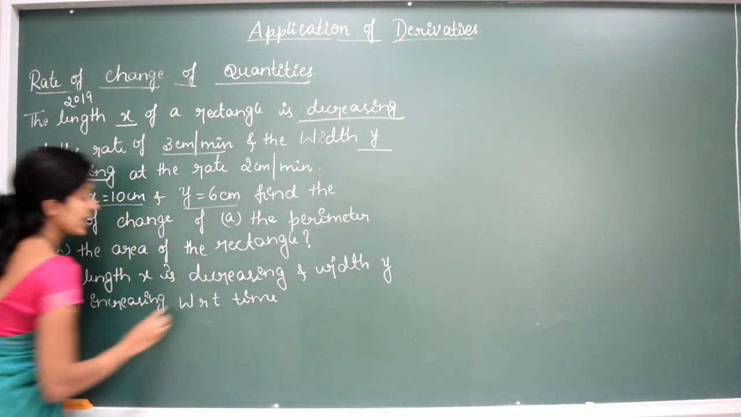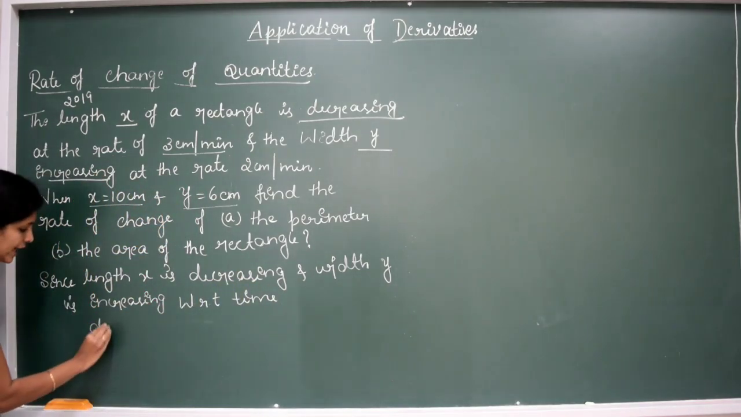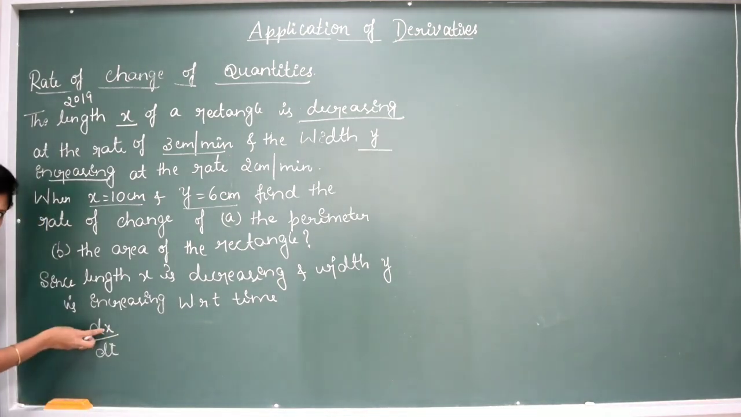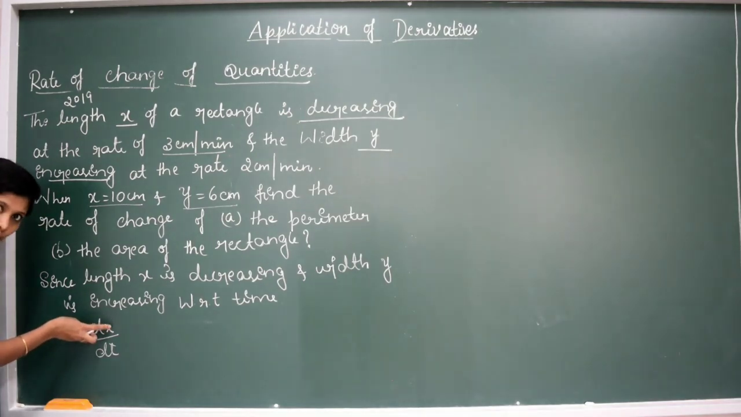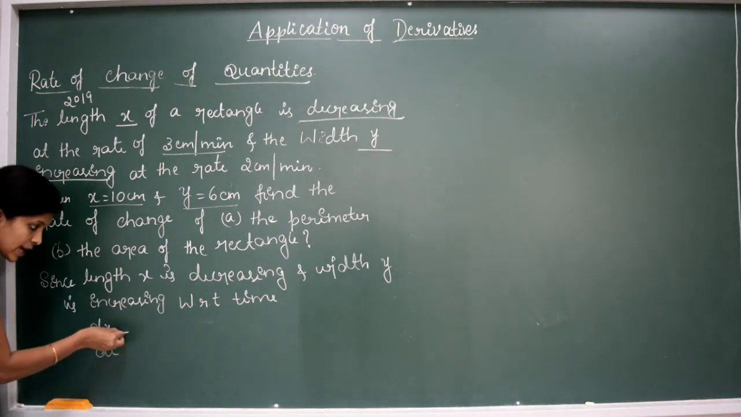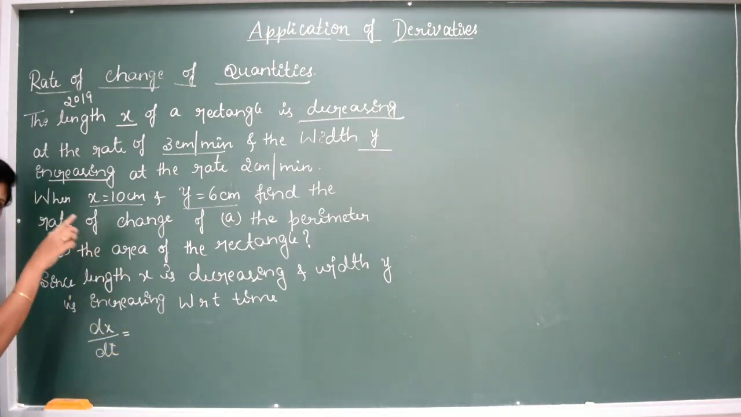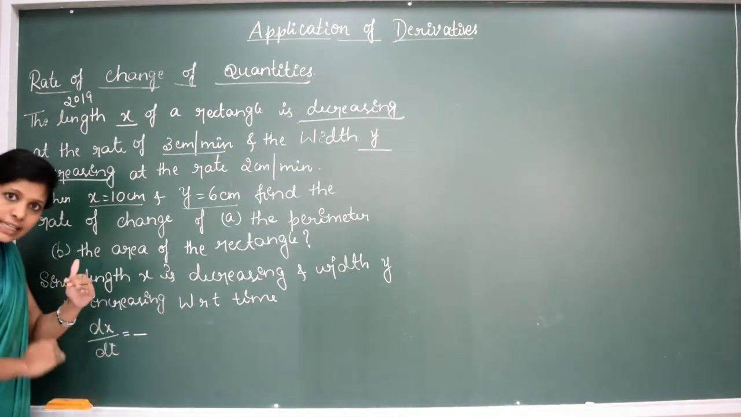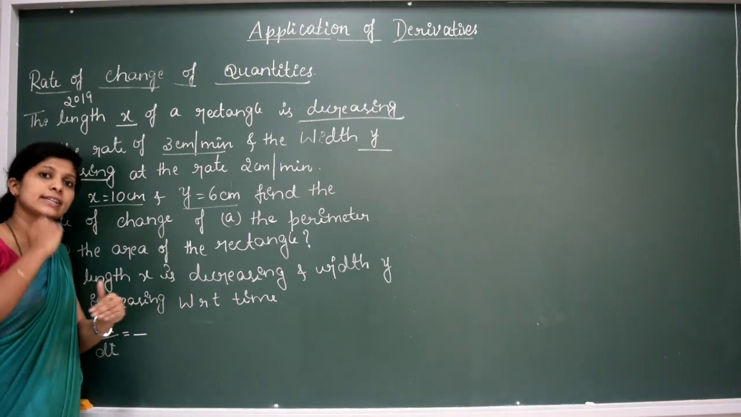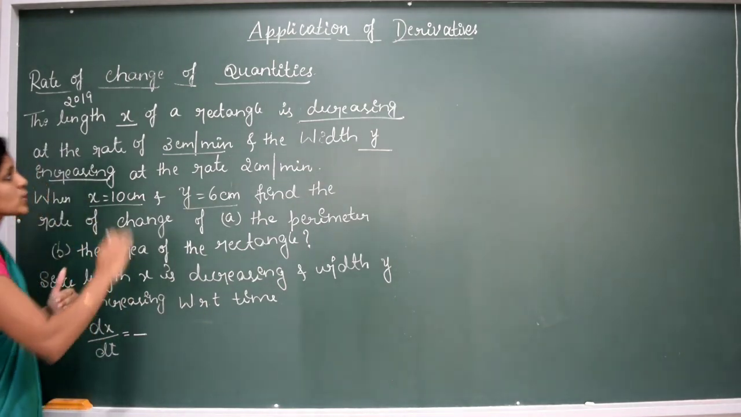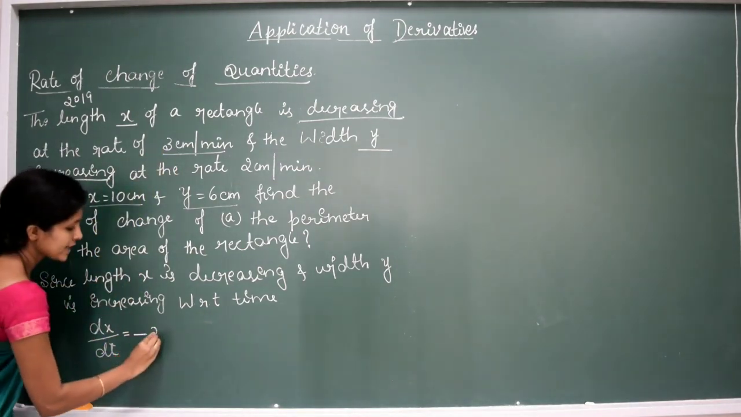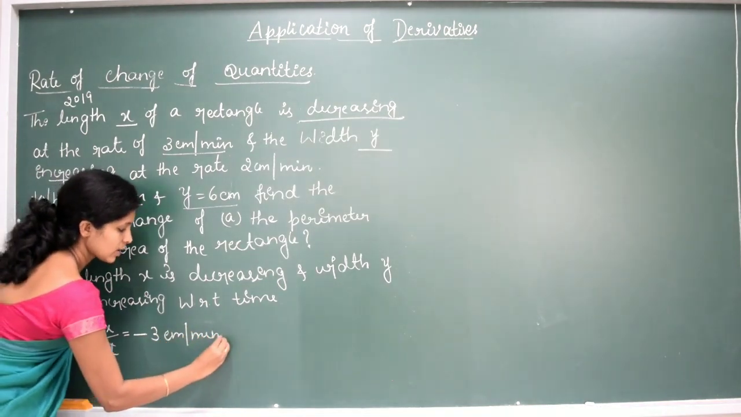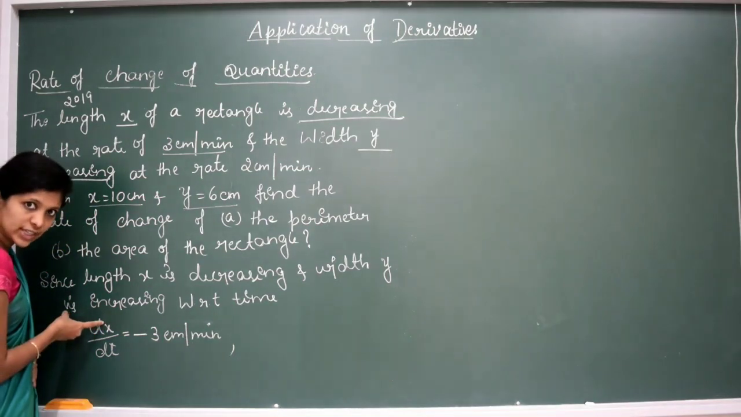By this we can write, that is dx by dt, the rate of change of the length of a rectangle with respect to time. Since it is decreasing we have to take the negative side. Is it clear? If it is decreasing we have to take the negative side, if it is increasing it will be positive. So decreasing, so this is now minus 3 centimeter per minute. That is the change in the length.